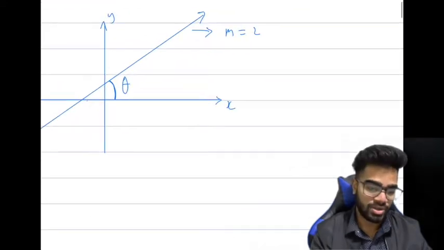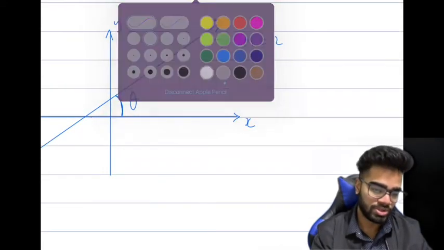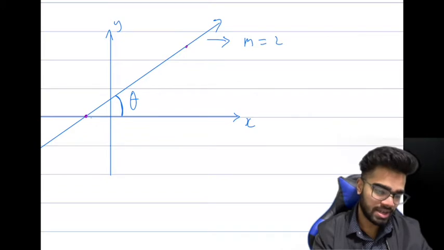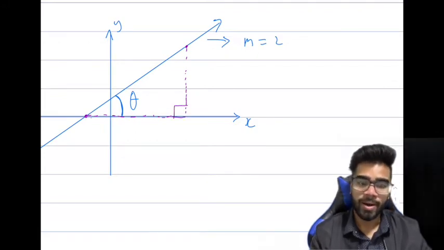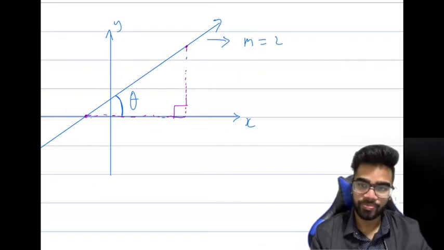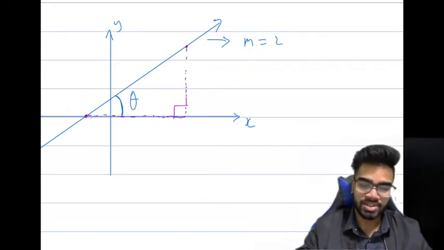Alright, so in order to find that out, I'm going to pick out 2 points. I'm going to pick out this point here and this point there. I'm going to make another right angle triangle, like so. So using this right angle triangle, we're going to find out the value of theta.